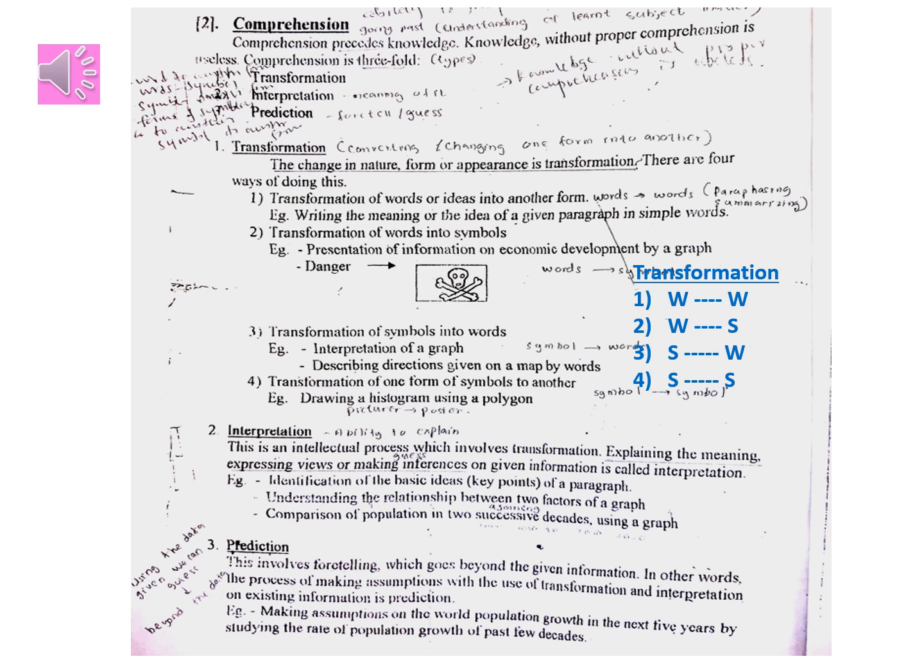That means we can say the student has understood, comprehended the given information if he can transform it, if he can interpret, explain, if he can predict what will happen. Right? These three are the things that we can use to check whether the student has understood the content.